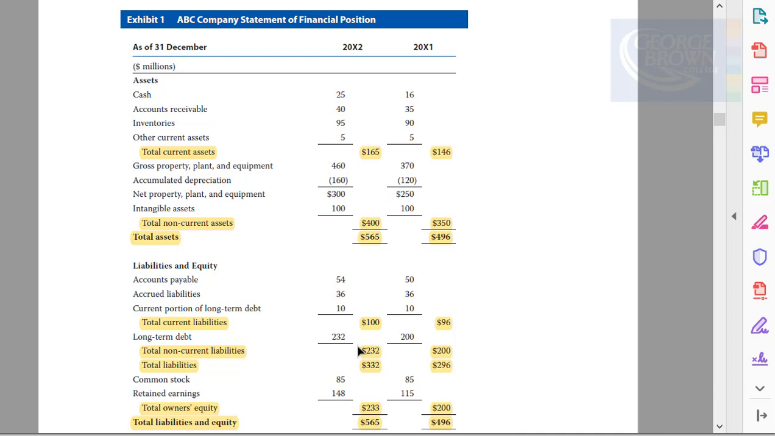Long-term debt, we can see, did grow in 20X2 by 32 million. So in 20X1, long-term debt was 200, and in 20X2, 232. So it has grown, but perhaps it was grown at the end of the year and the payment hasn't been made, because we didn't see any changes in the payments between 20X1 and 20X2 in terms of the current portion of the long-term debt. Okay.